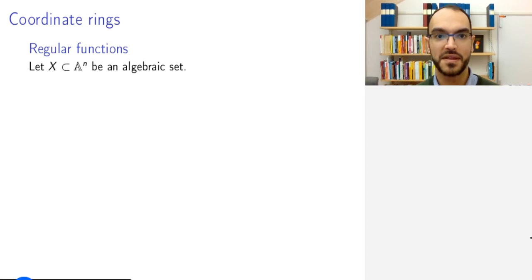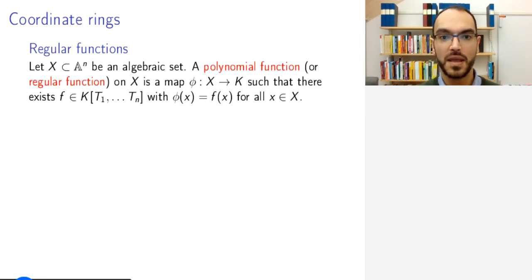You take an algebraic set X in A to the power n, in the affine space, and we will call a polynomial function, or as sometimes it's called in the literature, a regular function on X, a map from X to the field K that is given by some polynomial, meaning that there exists a polynomial f so that phi of x is equal to f of x for all x in X. So it's the restriction of some polynomial function to this algebraic set.